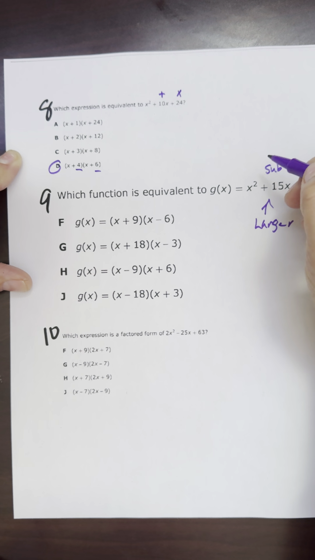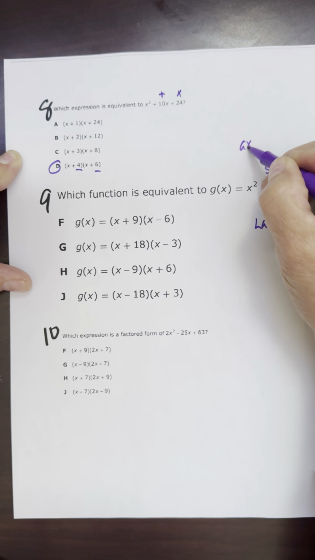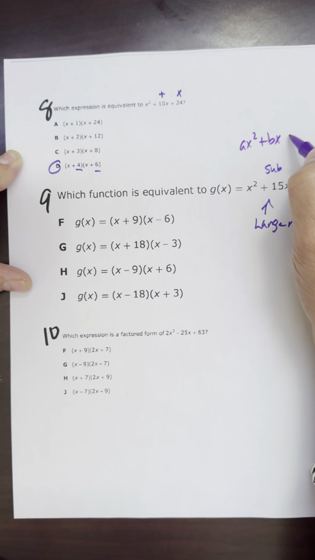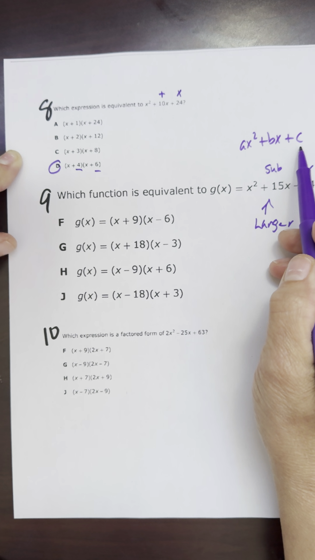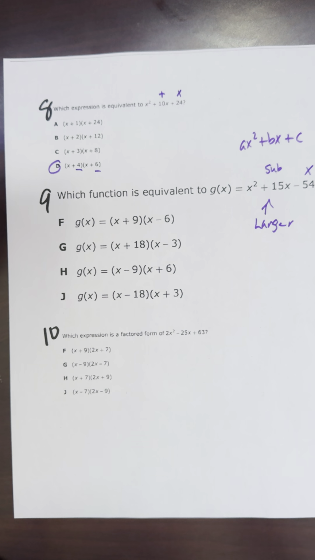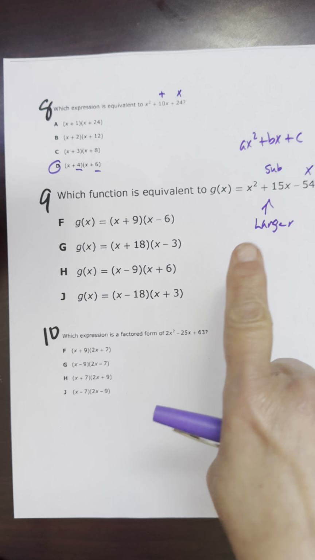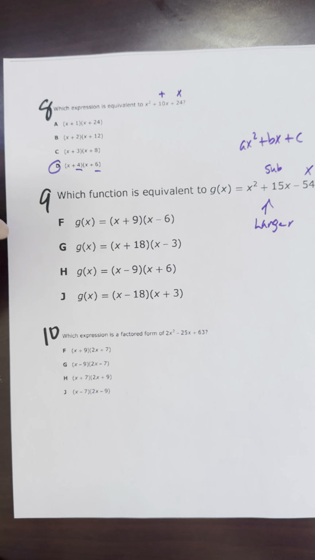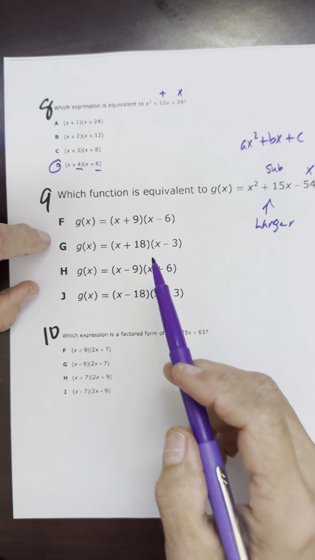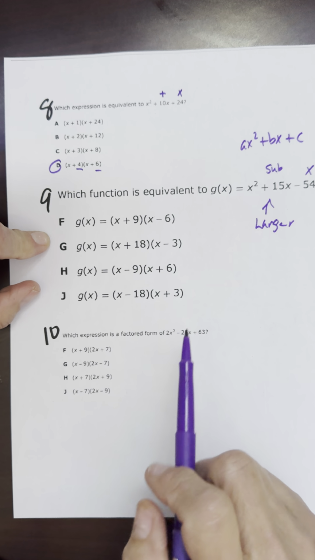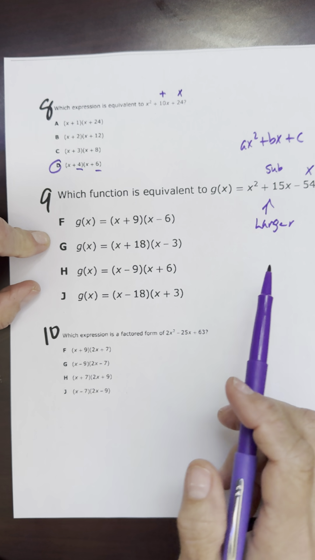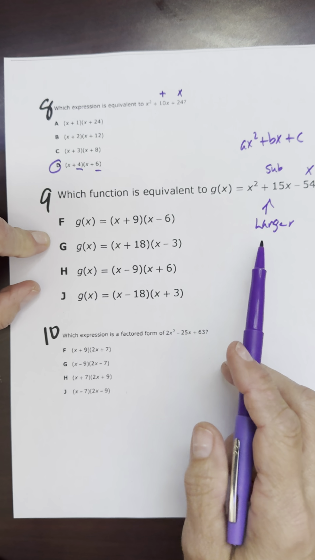So your standard function of a quadratic is ax squared plus bx plus c. So you look for what multiplies to give you c and combines to give you b. So when c is negative, they have to be opposite in signs. So these are all opposite in signs. They all multiply to give you 54, and your larger number has to be positive.